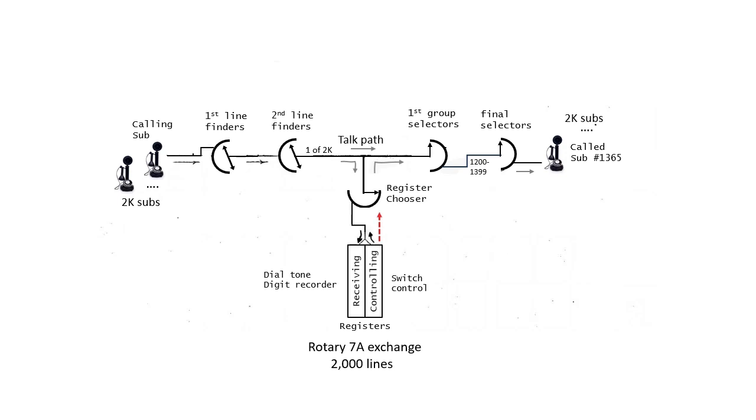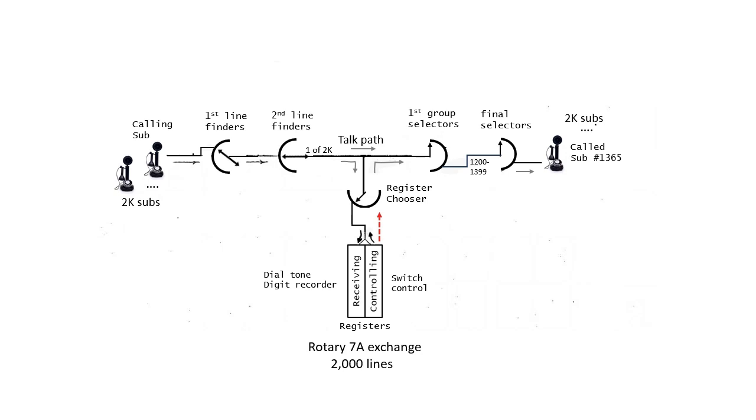It helps now to rewind the calling process and see the register in action. As before, the 2 line finders locate the caller. Then the register chooser goes into action and finds an idle register for the caller. The register provides dial tone and records the 4 dial digits. The rotary system is unique in that it requires a reverse dial on every telephone. The why is explained elsewhere.